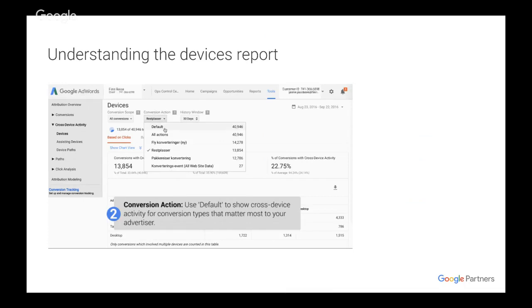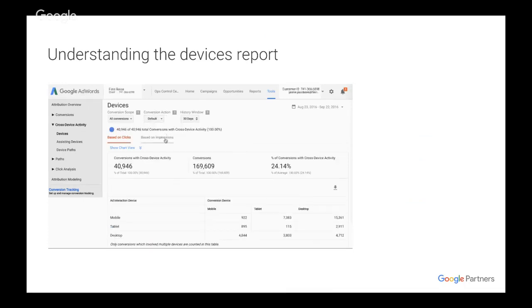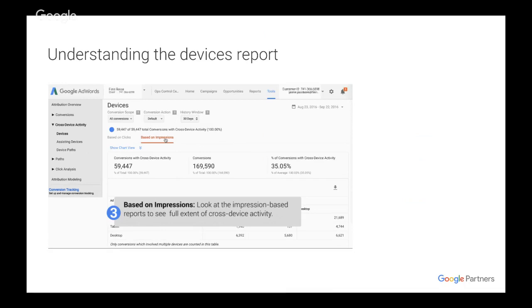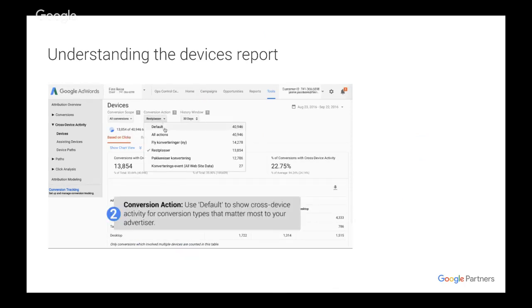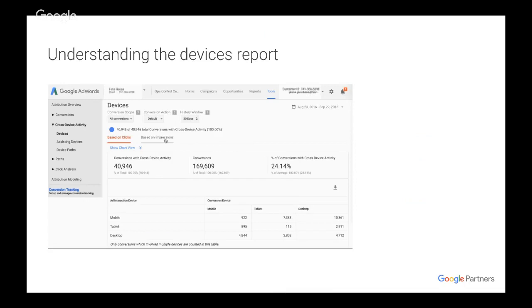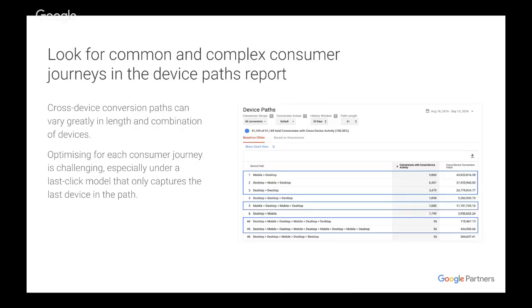Next, if you go to the conversion action itself, this is shown next to the conversion scope. The default setting is based on clicks, and this shows cross-device activity based on ad clicks across devices. But if you choose the setting based on impressions, this shows cross-device activity based on ad clicks and impressions. You can use the device paths report to show advertisers how consumers have transitioned from one device to another before converting, and to convince them to switch to an attribution model that can dynamically give fractional credit to touch points across devices.